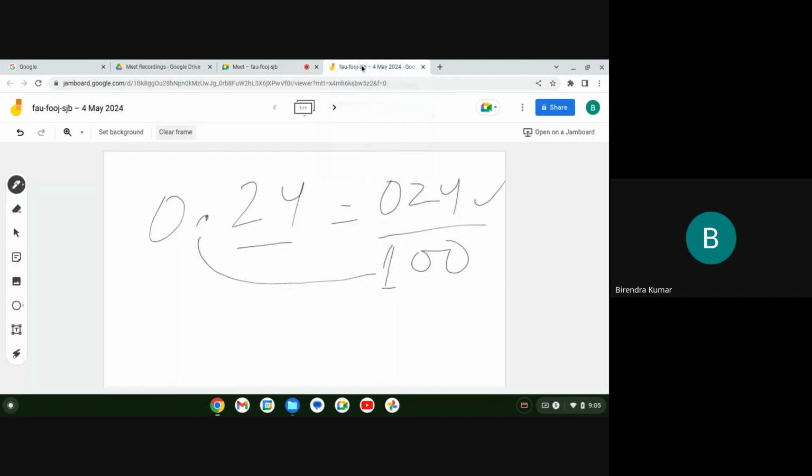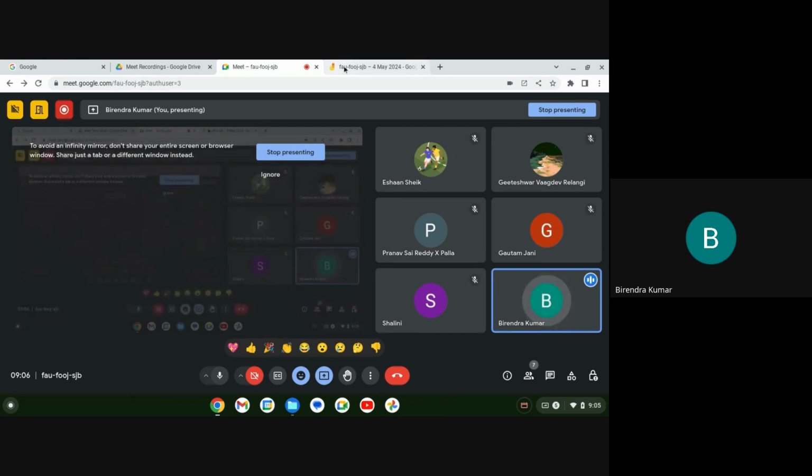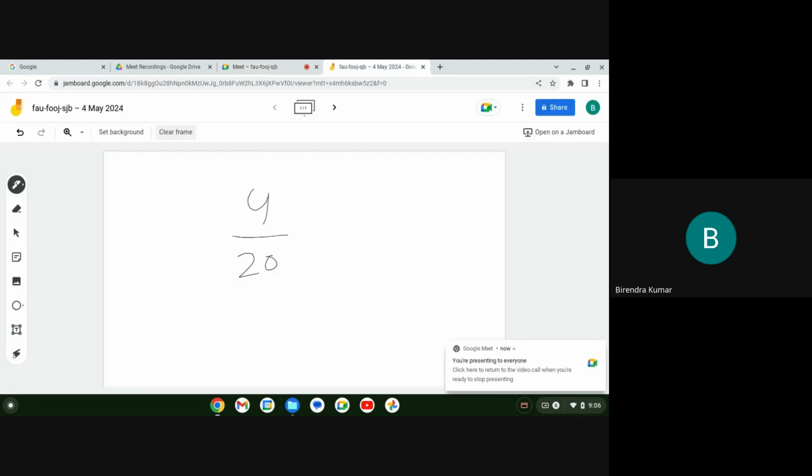Now let me give one sum for you guys to convert fraction to decimal. I'm giving you guys 4 by 20. Convert that to decimal. Let's see who all can do it quickly. Start doing it. 4 by 20, convert that to a decimal. And if you get stuck, don't worry, I'll be solving it. I want you all to try.